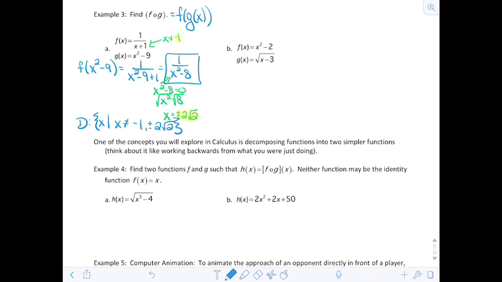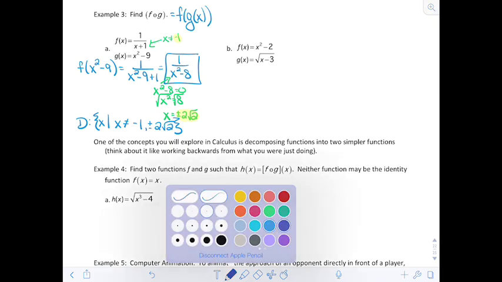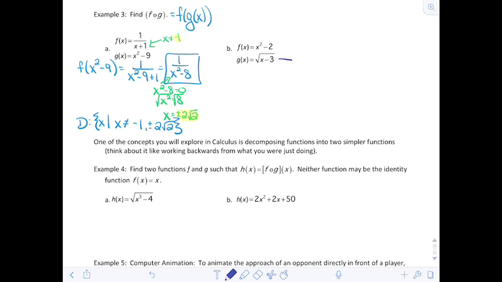Okay, letter B. As we look at letter B, the first thing, we didn't say it was the first thing last time, but let's notice it right away here. We have g of x, which is the square root of x minus 3. So right here from the start, we have to set that restriction. x minus 3 has to be greater than or equal to 0, so x has to be greater than or equal to 3.